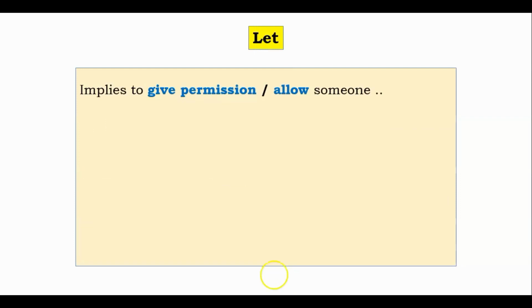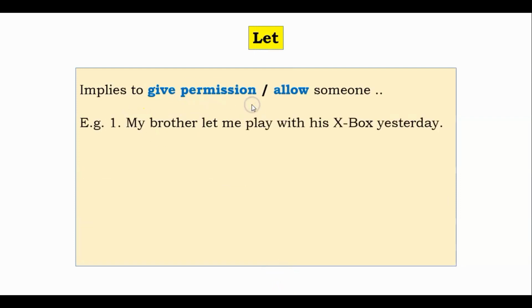And next one is let. It implies to give permission or allow someone. For example, my brother let me play with his Xbox yesterday. The V2 form of let is let only. Okay. My brother let me play with his Xbox yesterday.